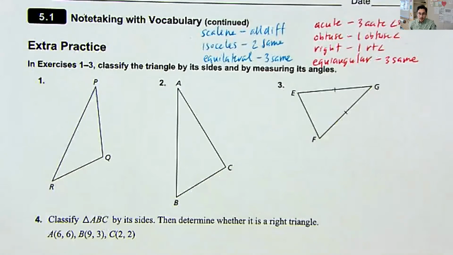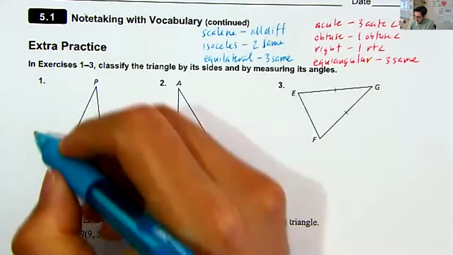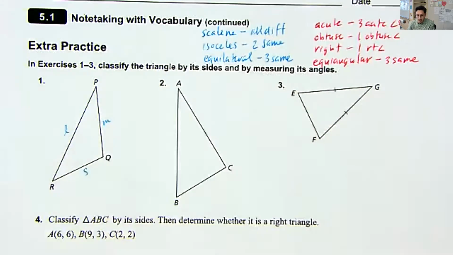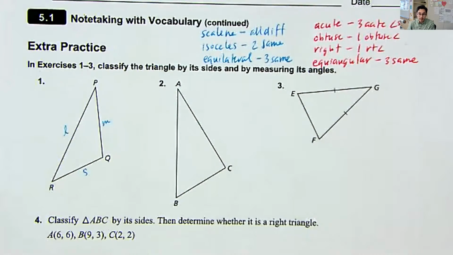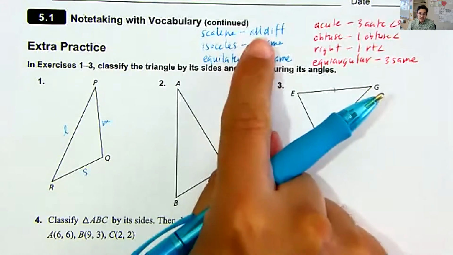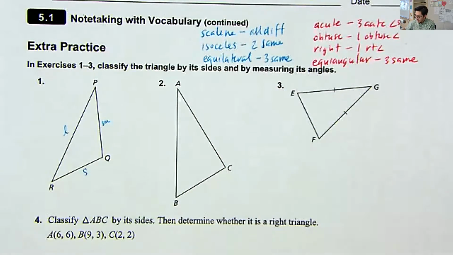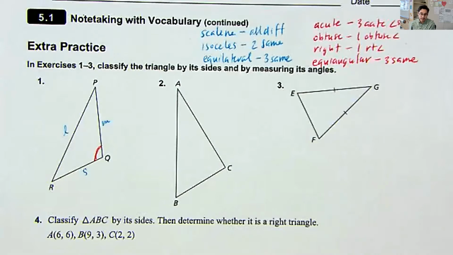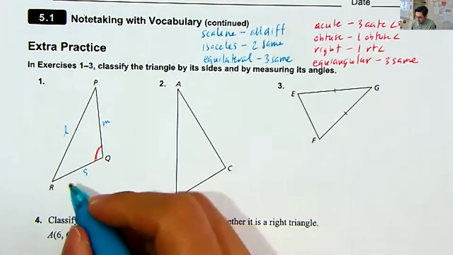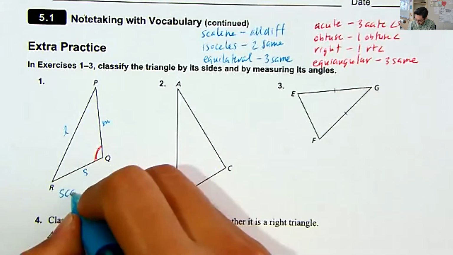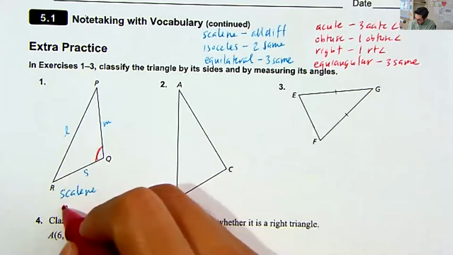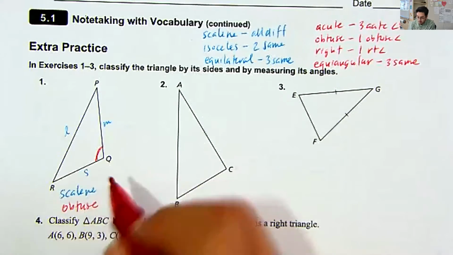Okay. All right, so if we look at triangle number 1, we see that we have a very long side, a short side, and a medium side. So all sides are different, so it's going to be scalene. And then we also see that there is an angle that is obtuse, that's bigger than 90 degrees. Right, so this triangle would be a scalene obtuse triangle.